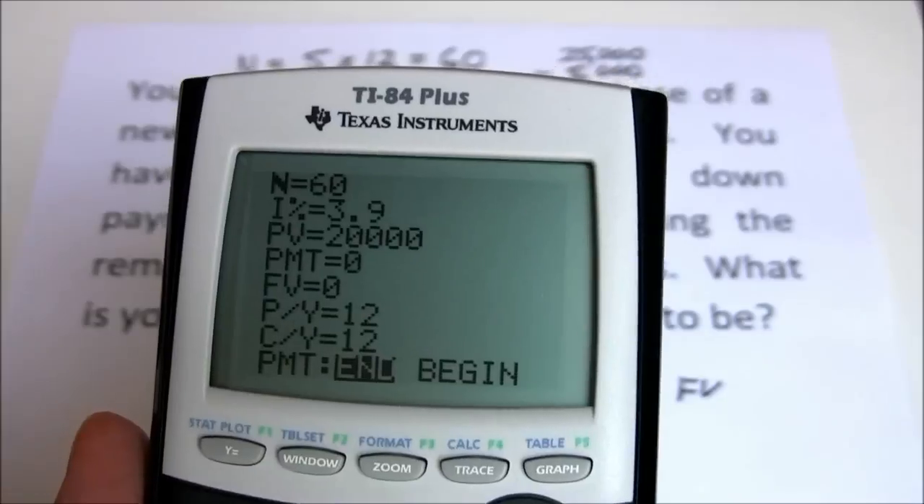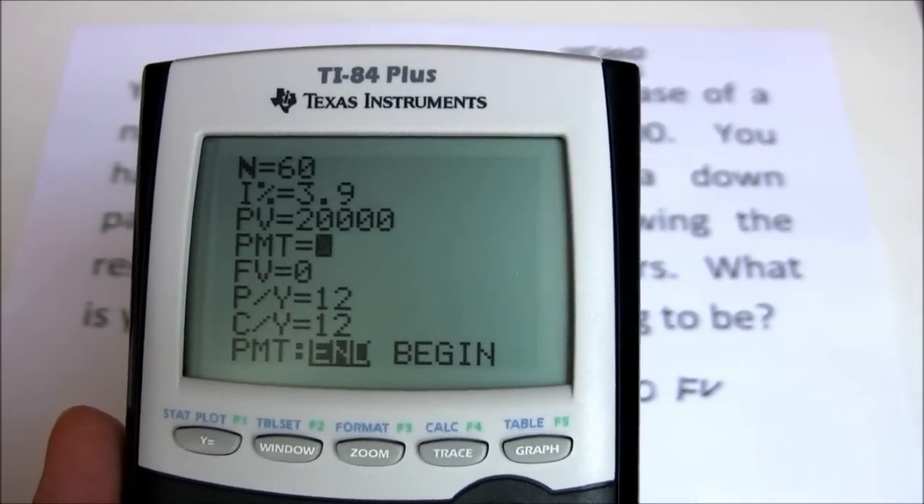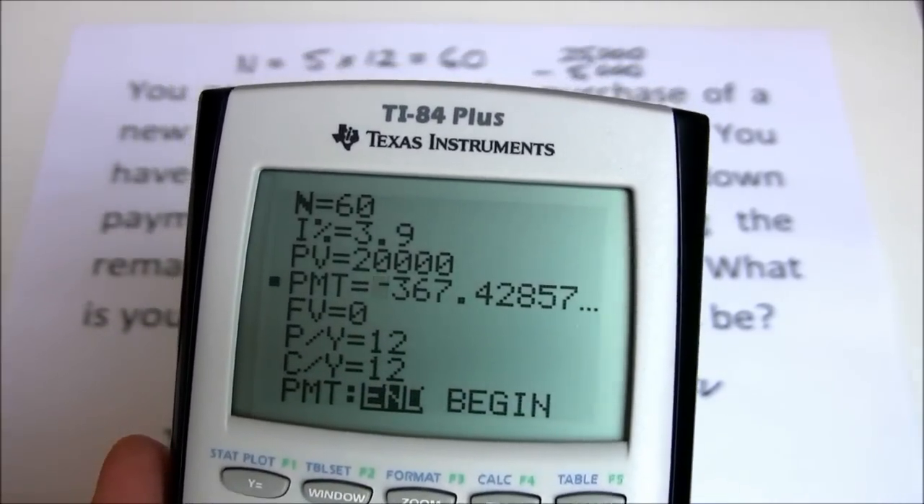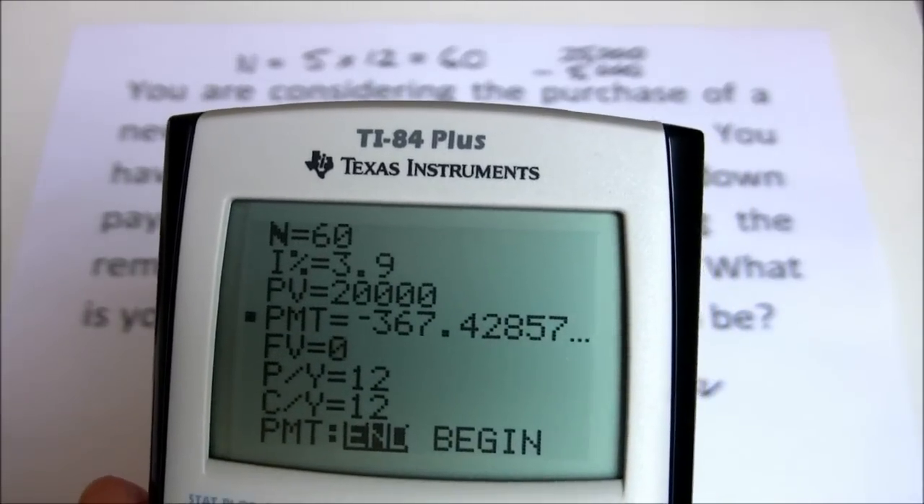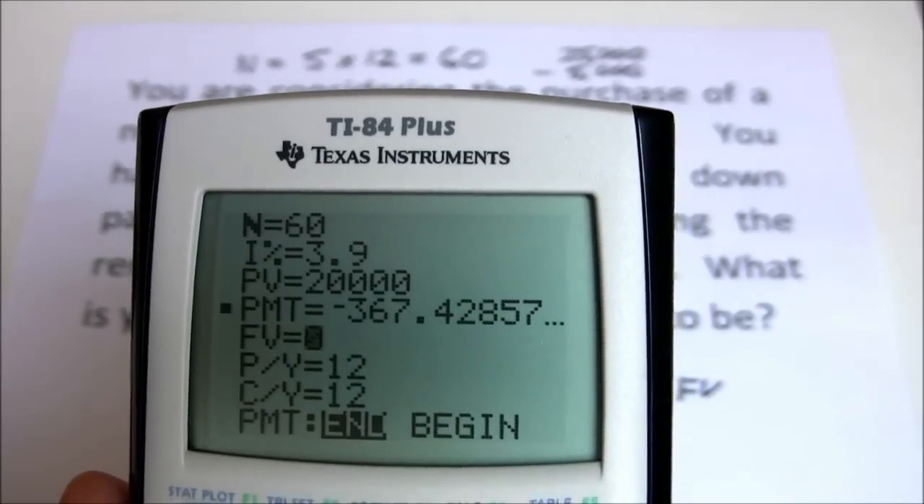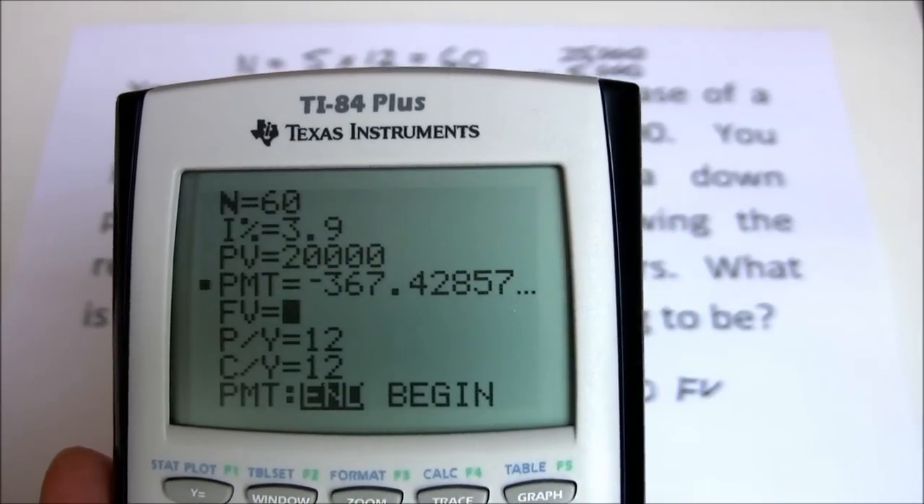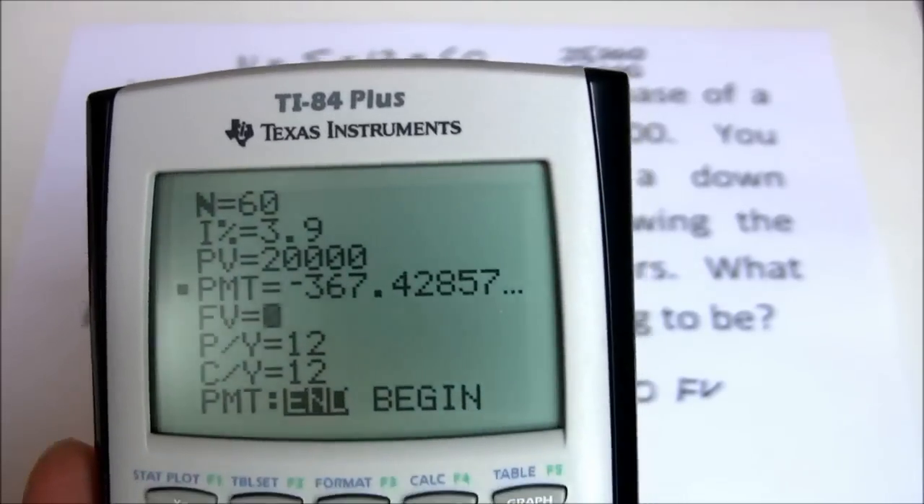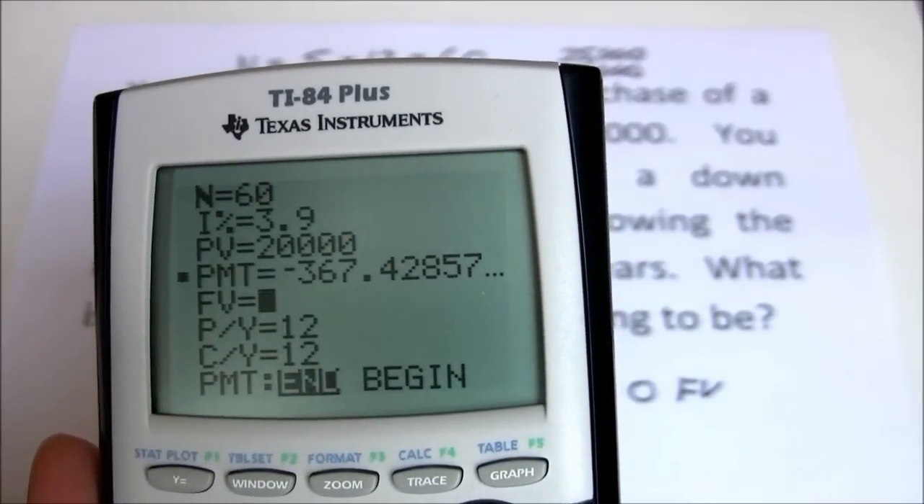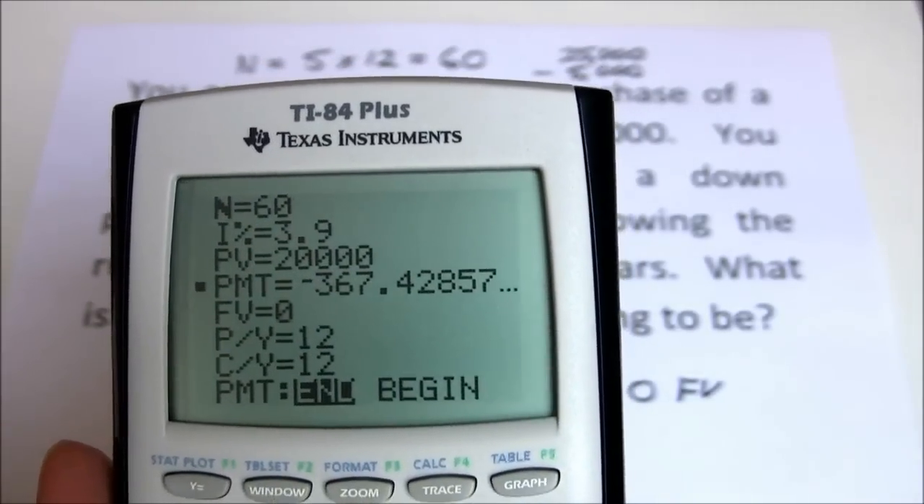So now I just hop back up here to payment. Go ahead and alpha solve, and I get my value of negative $367.43. So that's my monthly car payment, $367.43 a month. Pay off the loan. After 60 months, I'll have made my last payment. Car's mine, free and clear.